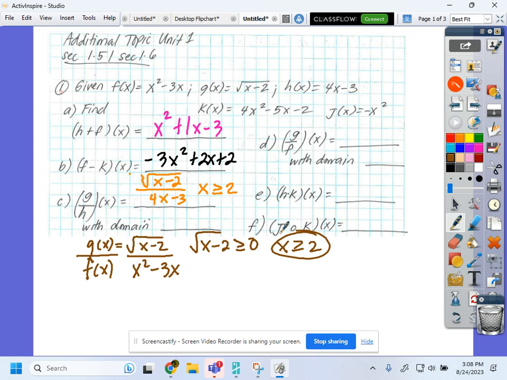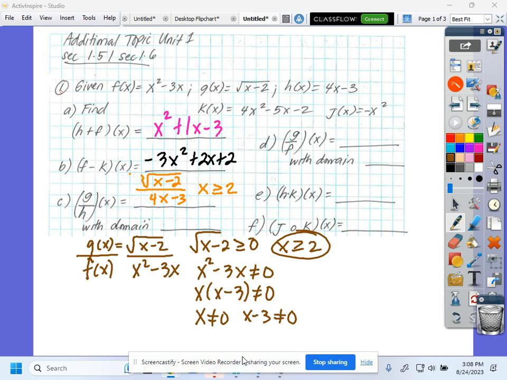We know that this cannot be equal to 0, but we also know that they have a common factor. The common factor here is x. And you can set them not equal to 0: x not equal to 0, x minus 3 not equal to 0. So therefore, you're going to have x not equal to 0 and x not equal to positive 3.